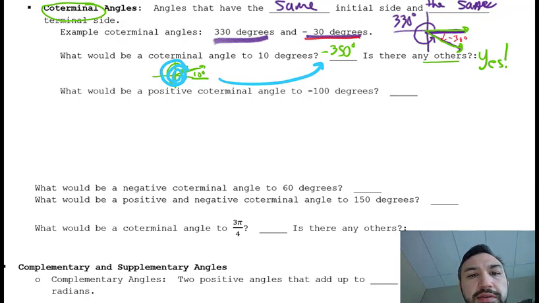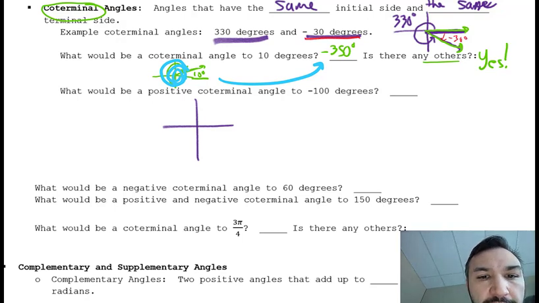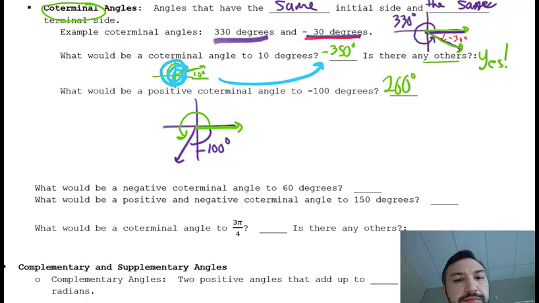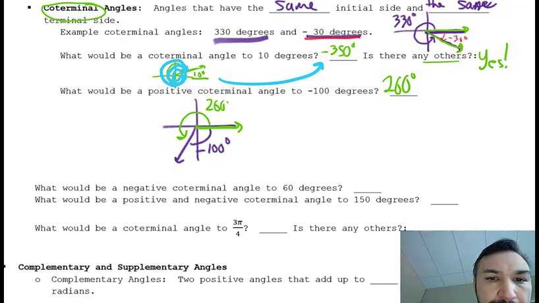Okay, what would be a positive coterminal angle to negative 100? So negative 100 would look like this, approximately. So if I wanted a positive one, I could say, okay, I'll start here, and I'll figure out how much of a turn this is. Well, together they're 360, so turning 100 this way would have to be like turning 260 the other way, because then together they make 360, which is all the way around.